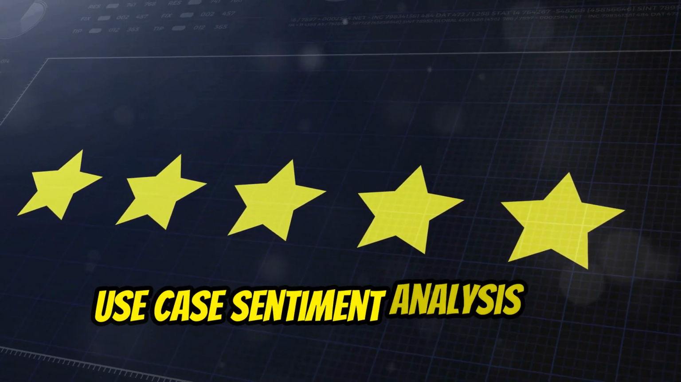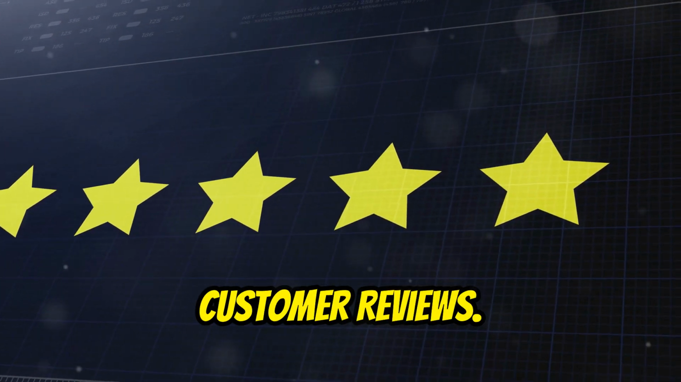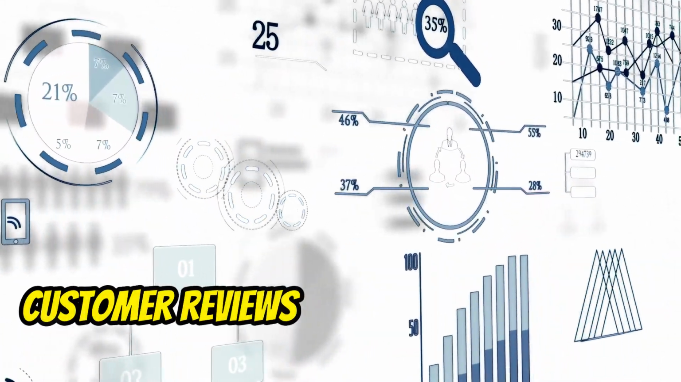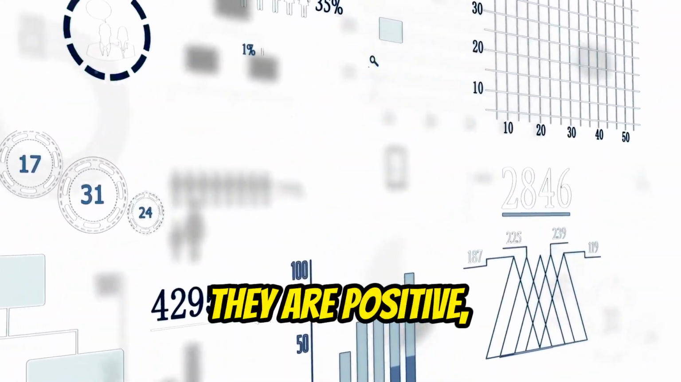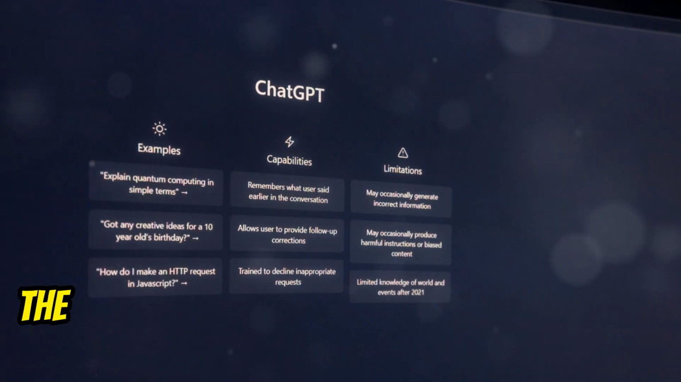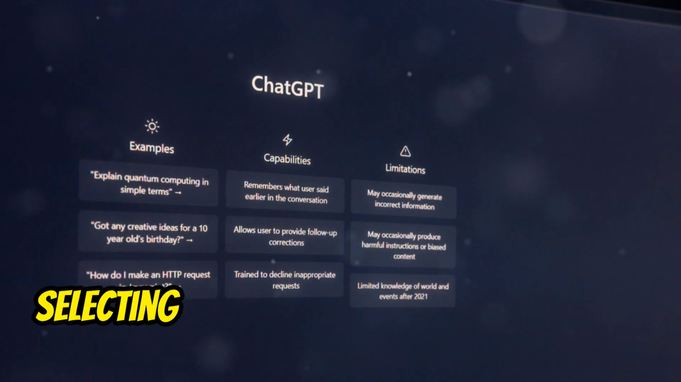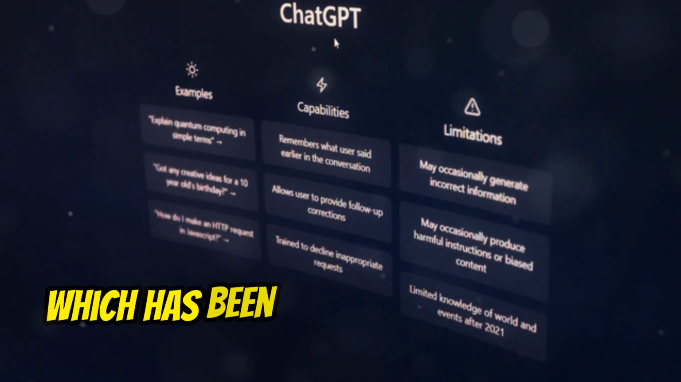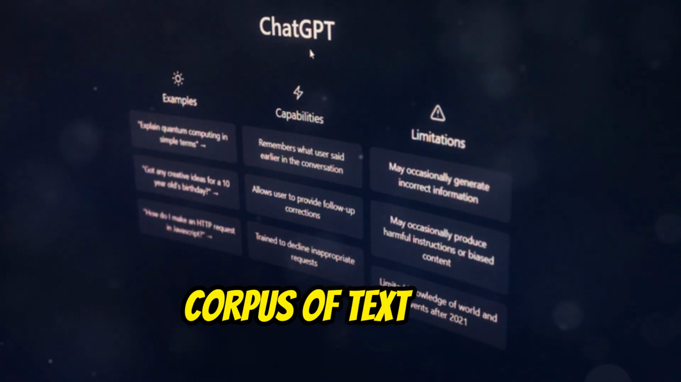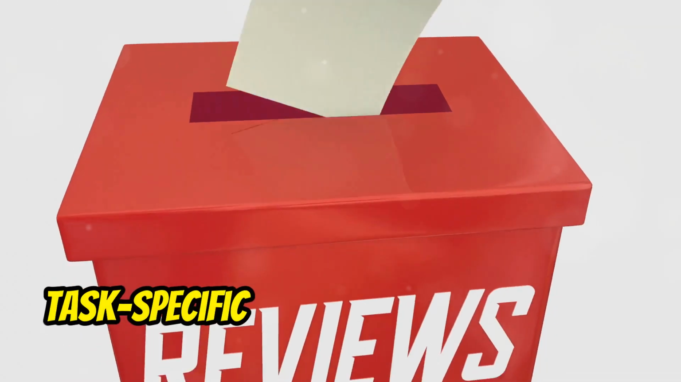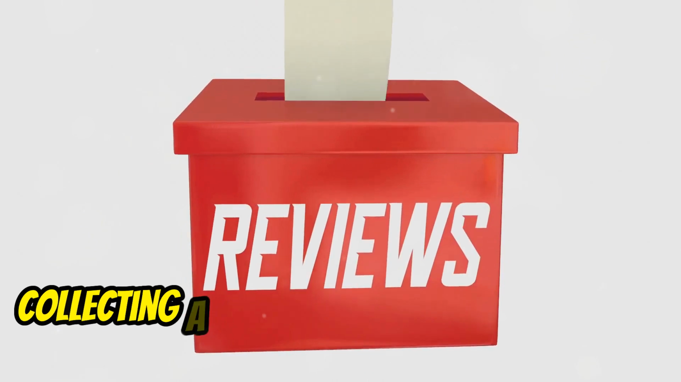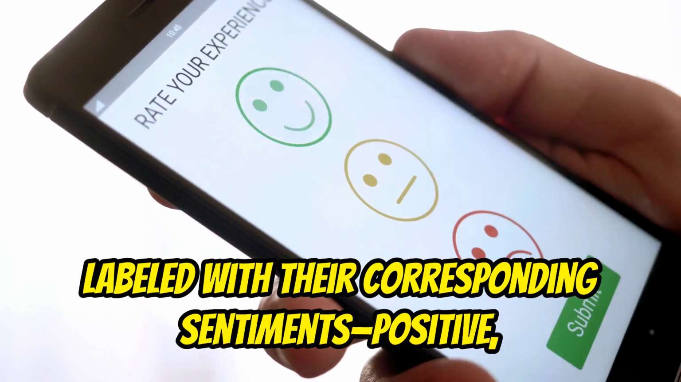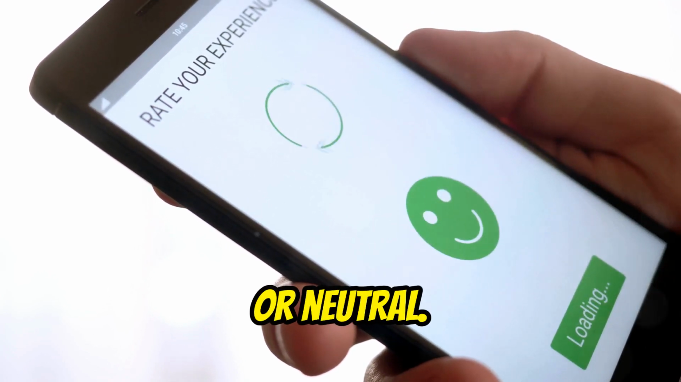Use case: sentiment analysis for customer reviews. Imagine a company wanting to build a sentiment analysis system to analyze customer reviews and determine whether they are positive, negative, or neutral. The fine-tuning process would start with selecting a pre-trained language model such as BERT or GPT, which has been pre-trained on a large corpus of text data.